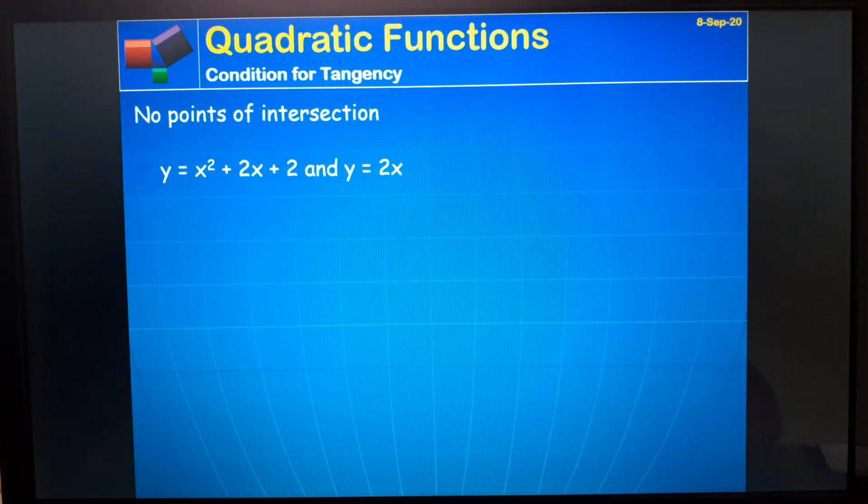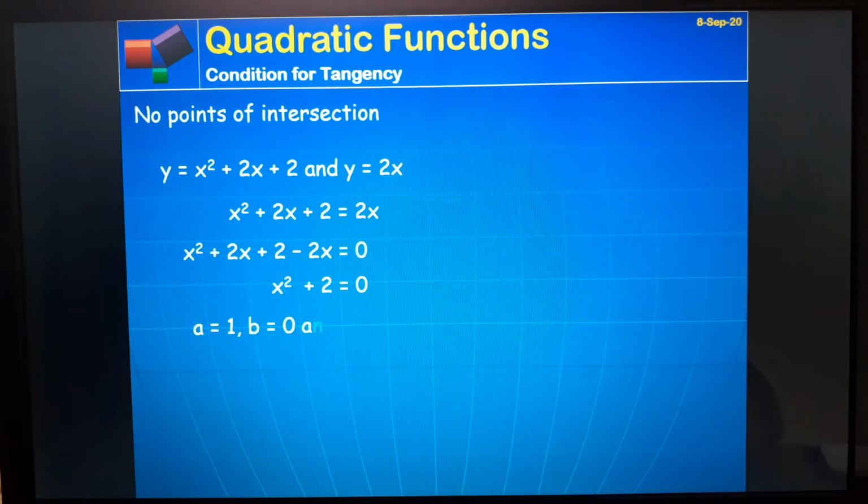And here we have another example. Again, you're not copying any of these down, just to demonstrate. Here's the parabola and here's a straight line. Let them equal to each other. Gather them together on the left-hand side and we put them into the discriminant. So we have b squared minus 4ac. What does that equal? 0 squared minus 4 times 1 times 2, which is negative 8.